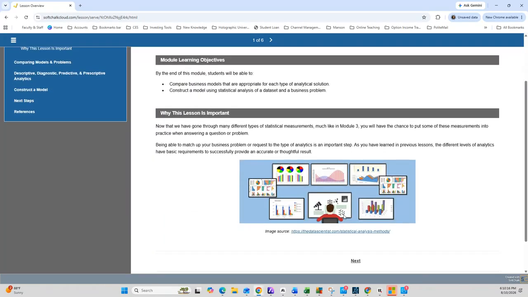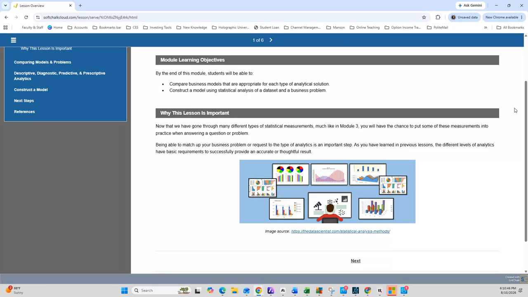So, why is the lesson important? Now that we have gone through many different types of statistical measurements, much like in Module 3, you will have the chance to put some of these measurements into practice when answering a question or problem. Being able to match up your business problems or requests to the type of analytics is an important step.